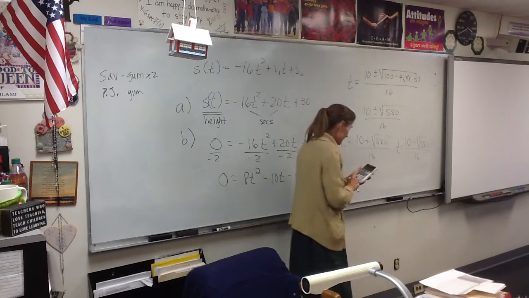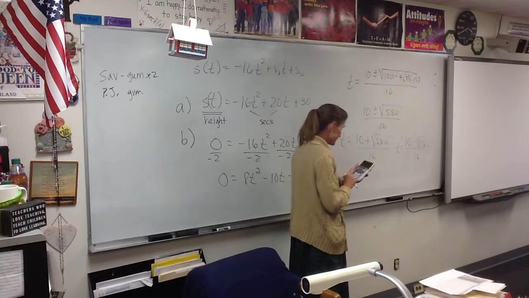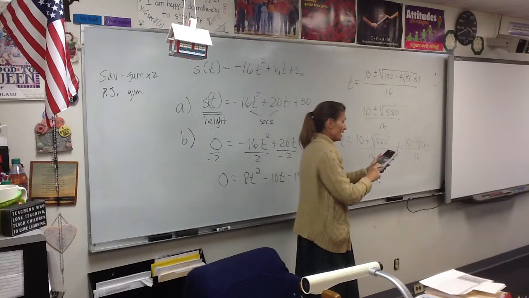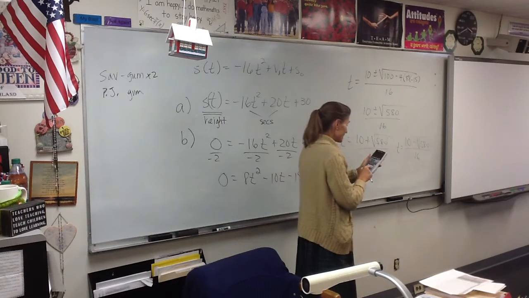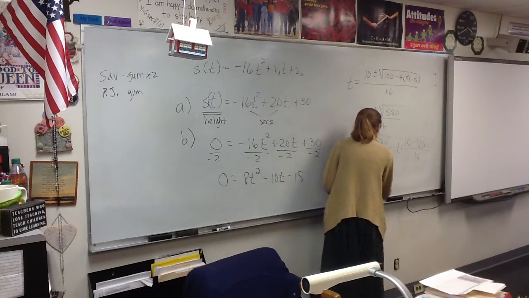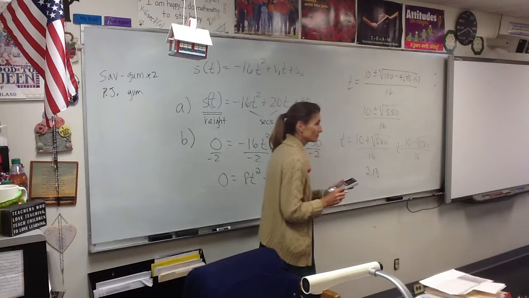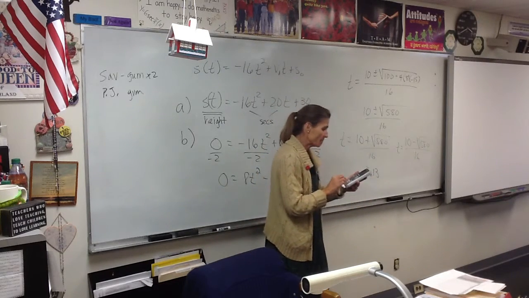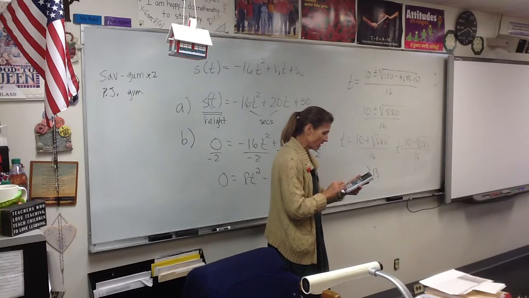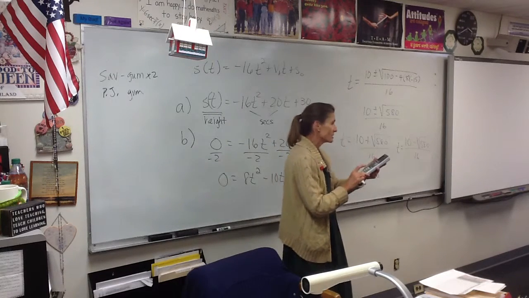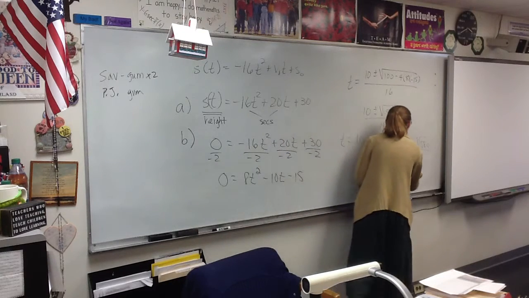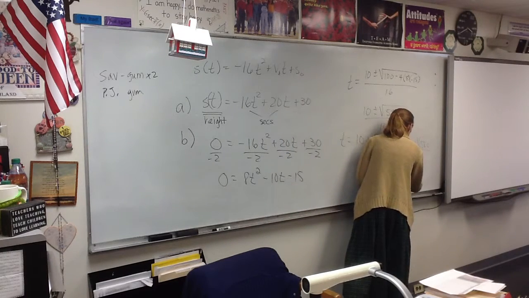So when I type this in, I do 10 plus the square root of 580 equals, enter, and then divided by 16. I got 2.13. Anybody match that? Now I'm going to do the other one. 10 minus the square root of 580 equals, divided by 16. I got negative 0.9 or negative 0.88.